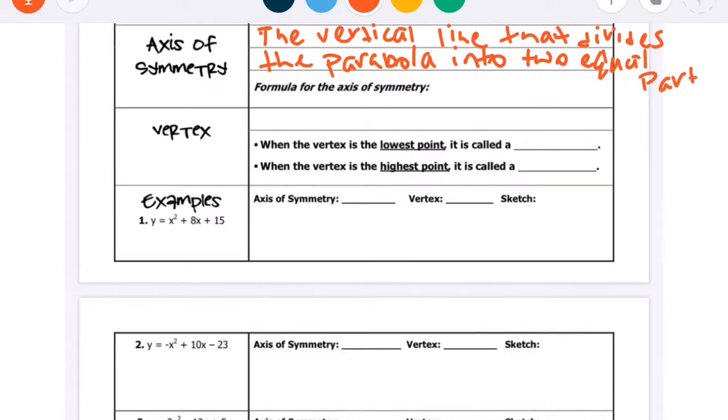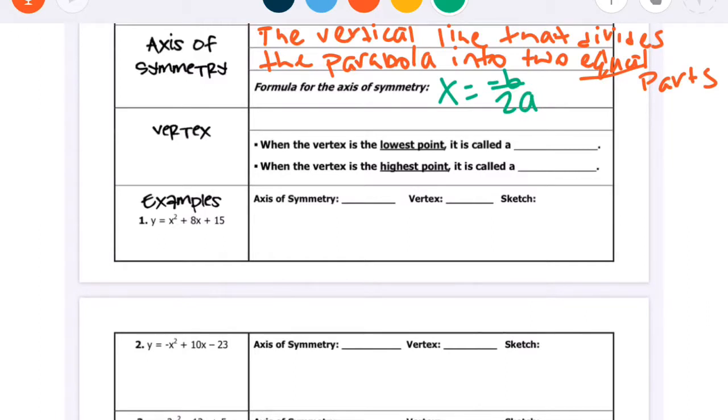So we know with quadratics we're dealing with parabolas. It is a U-shaped graph. So the axis of symmetry is just the vertical line that divides it into two equal parts. And it has to be equal because it's symmetrical. So the formula for the axis of symmetry is x equals negative b over 2a.